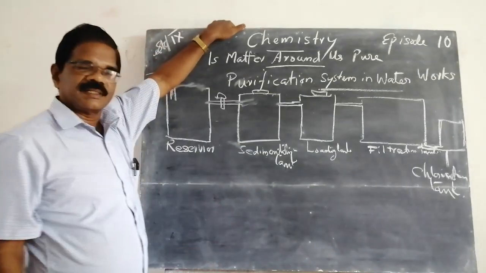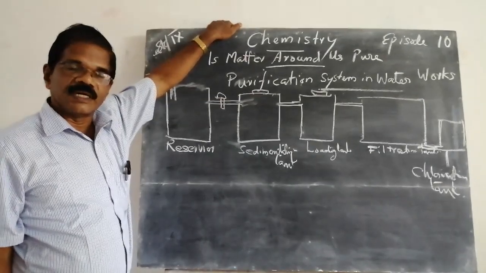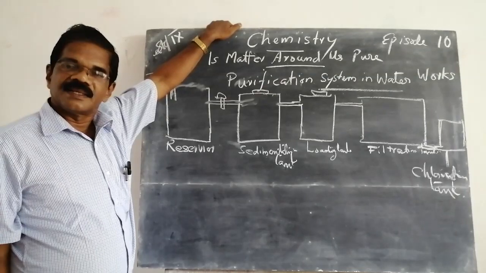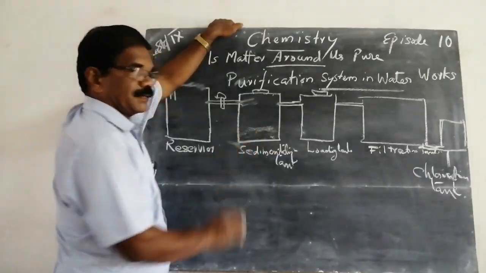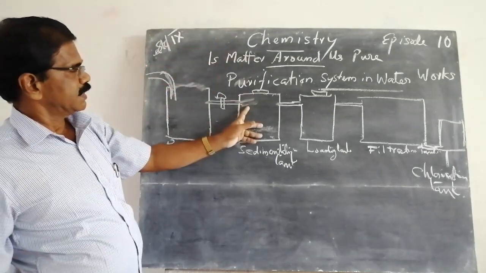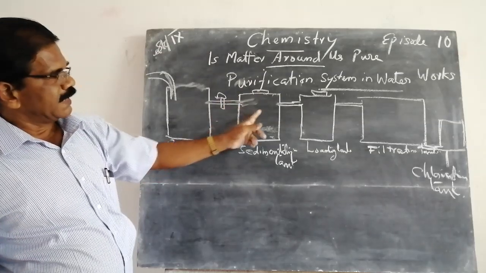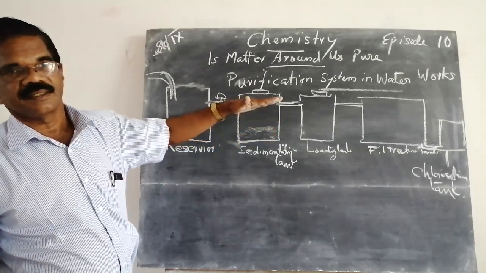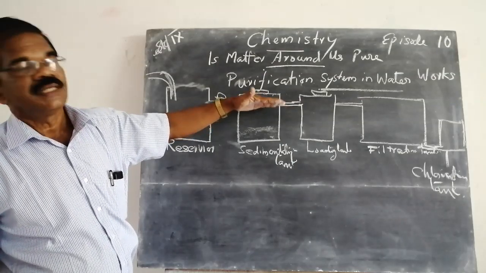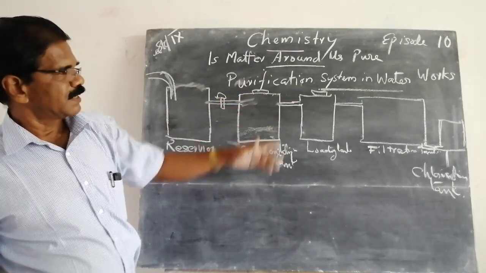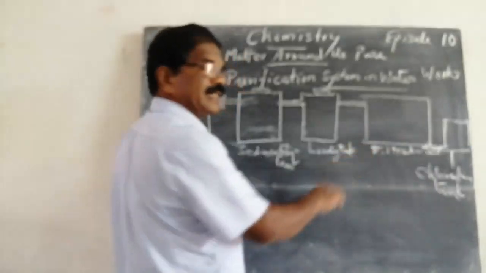In the sedimentation tank, the big impurities, solids, settle down at the bottom. Can we please look in the sedimentation tank? There is an inner pipe and an outer pipe on the top side. Heavy materials are allowed to settle in the sedimentation tank. Then it passes to another tank, known as the loading tank.